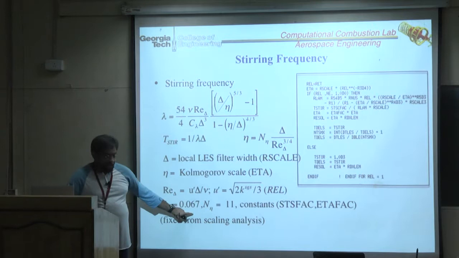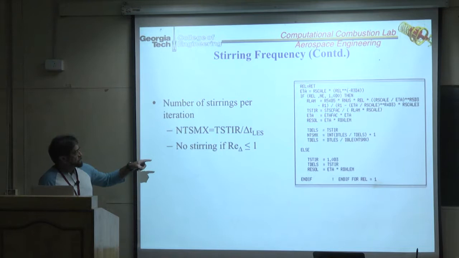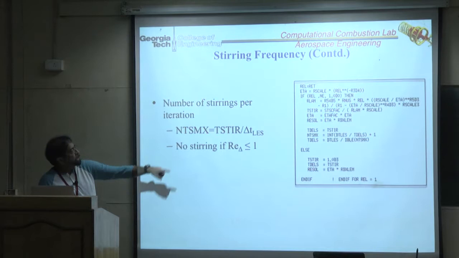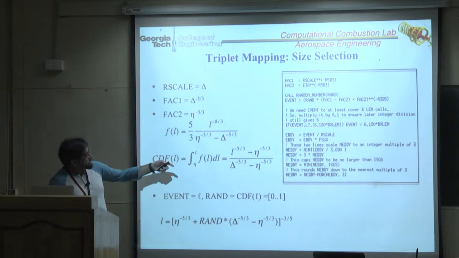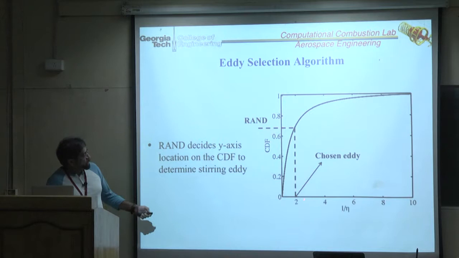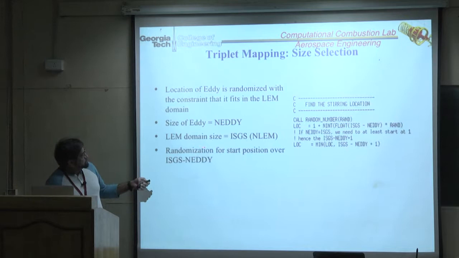So I'm going to skip through some of these. This is what I was mentioning. These are the codes that I've given you, and you can correlate that to the wording here. And here is the eddy size distribution function that we are picking up. Given any time, you pick an eddy, you do the mapping, and then you move on. So I'll let you go through that.